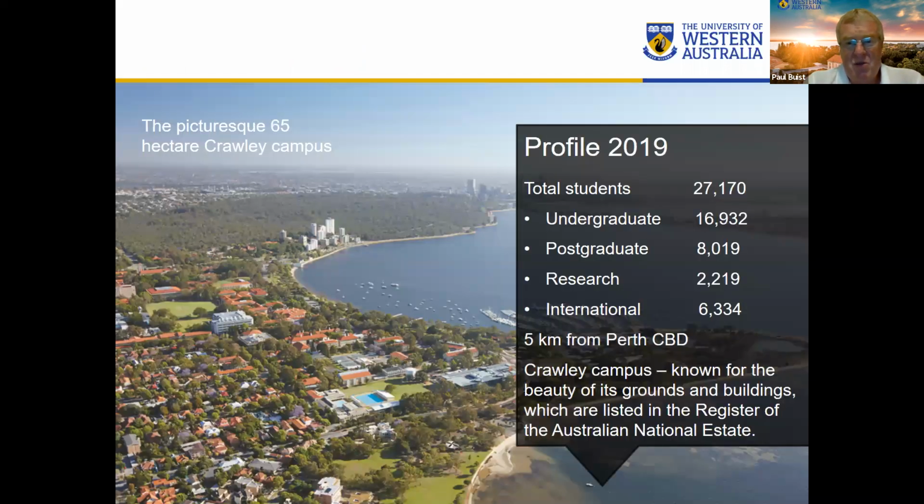So the figures we have here are for total enrolment for 2019. We had just on 17,000 undergraduate students, 8,000 postgrad, 2,000 research. It was actually over 6,000 international students. Now, I mentioned before that the university is not that far from the CBD. So if you look towards the top in the centre, you can see the outline of the CBD there, and that's how close the university is to the city. That big green thing in the middle there is actually Kings Park, which is one of the largest urban parks in the world.